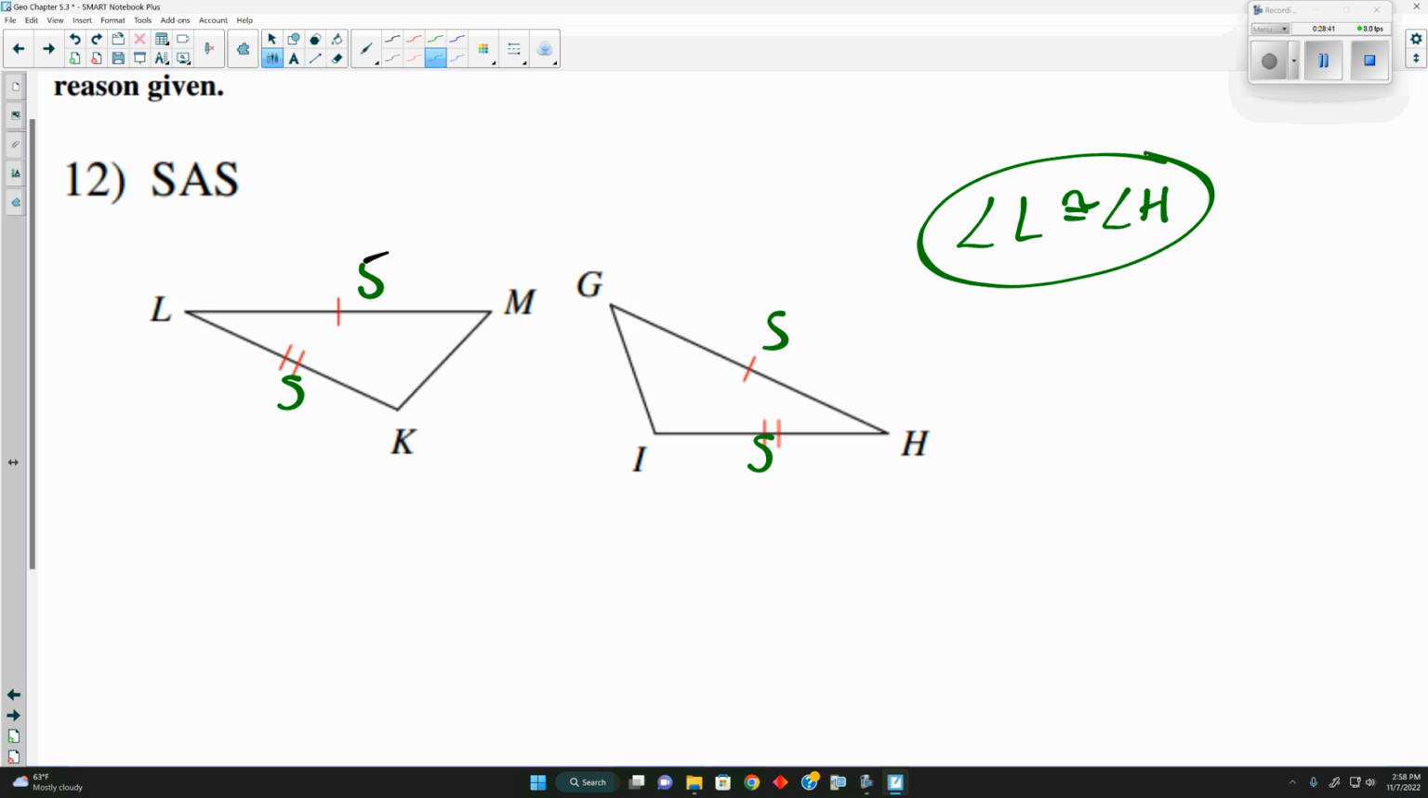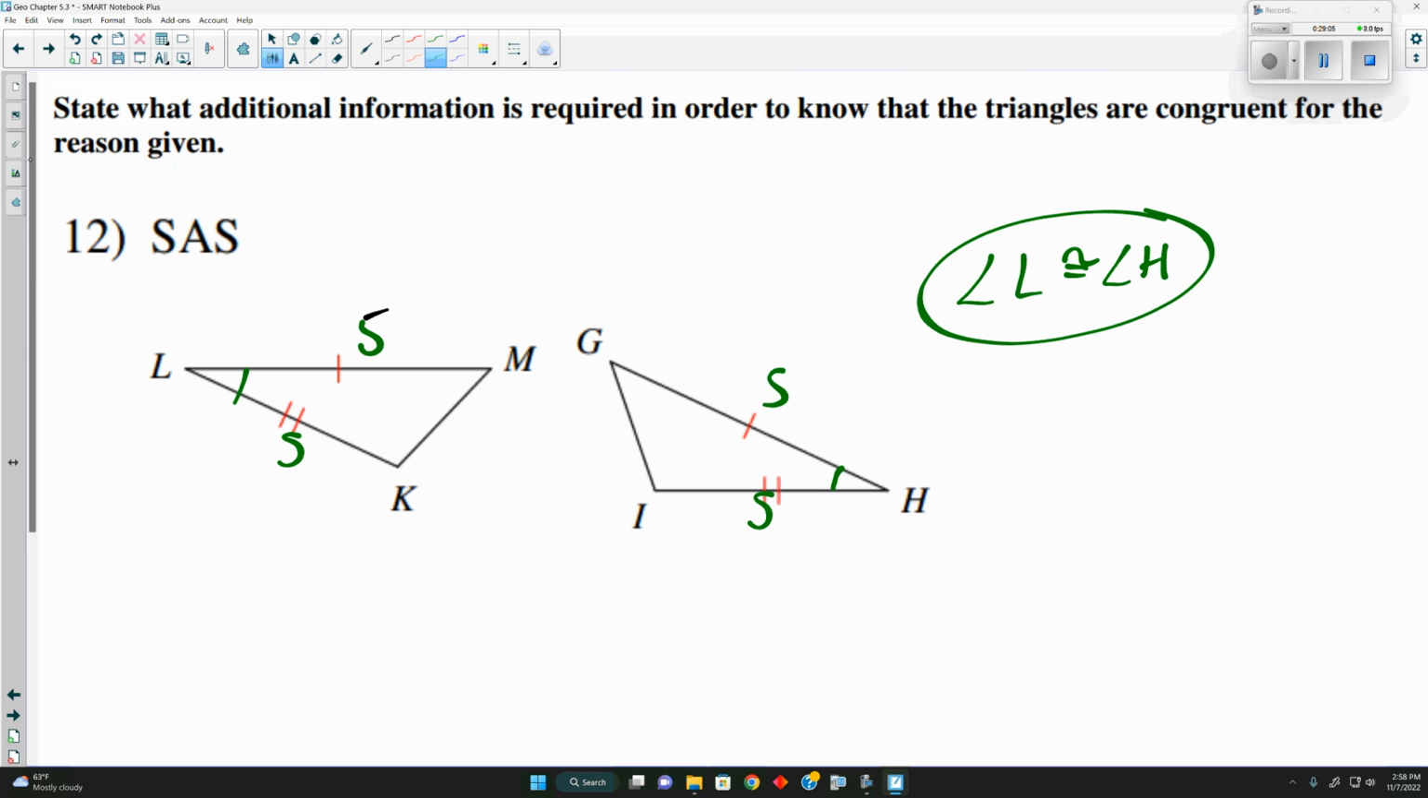Because for side angle side, the angle needs to be between the two congruent sides. So this one here, we need that these two here, because once we have it, then we can say the two are congruent. Guys? Yes, but here, state what additional information is required in order to know the triangles are congruent by the given reason. What extra piece of information do we need to be able to finish this statement out?